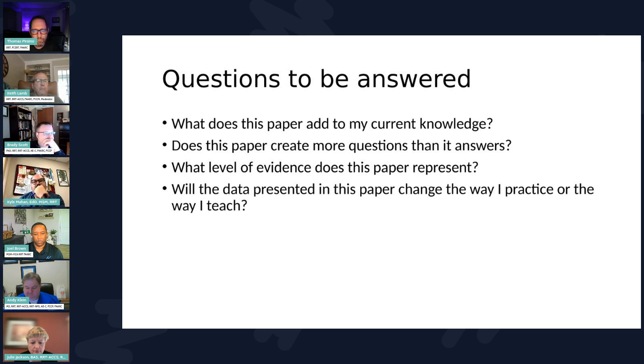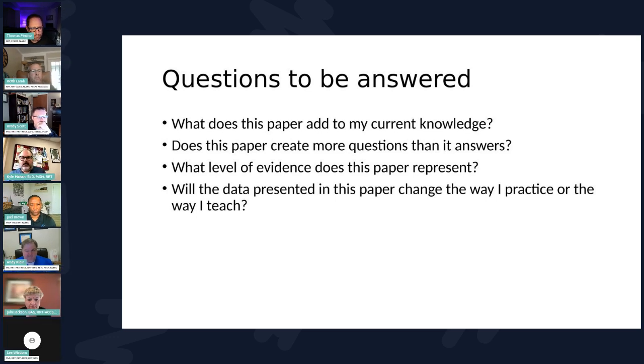And like many papers, they actually create more questions than they answer, right? And so does this paper generate another idea, or the limitations of this paper? Are there more ideas, like Julie referred to, that may be generated by the limits of this paper than are actually answered? And then I look at what level of evidence it is. Is it a case report series? Is it a well thought out, designed randomized controlled trial?